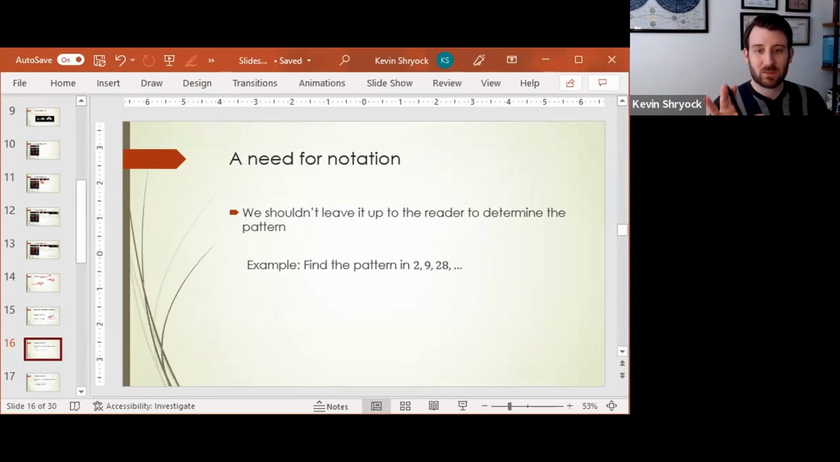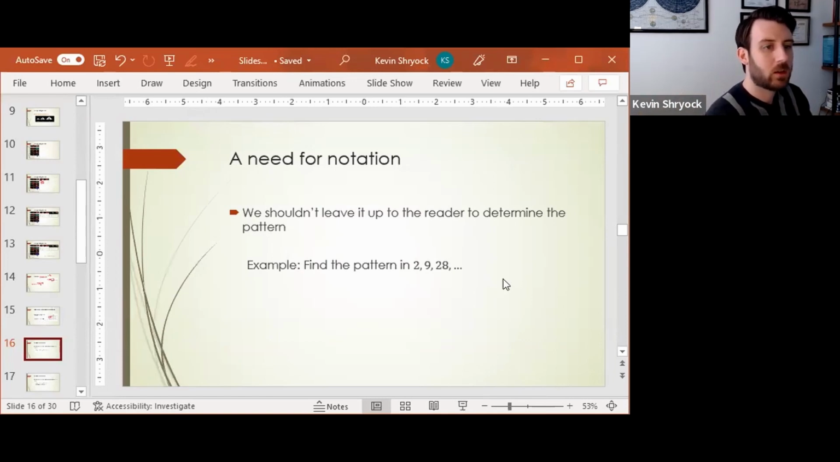Now, I'm not looking for a specific answer here, but can we all get on board with the fact that if I just give you a set of numbers, finding the pattern can be hard? That's what I'm trying to get us all to understand. It'd be nice if somebody would just tell me what the pattern is. That's why we introduced this notation, because we want somebody to know the pattern. We don't want them to have to figure it out again. Once we get it, let's communicate it.